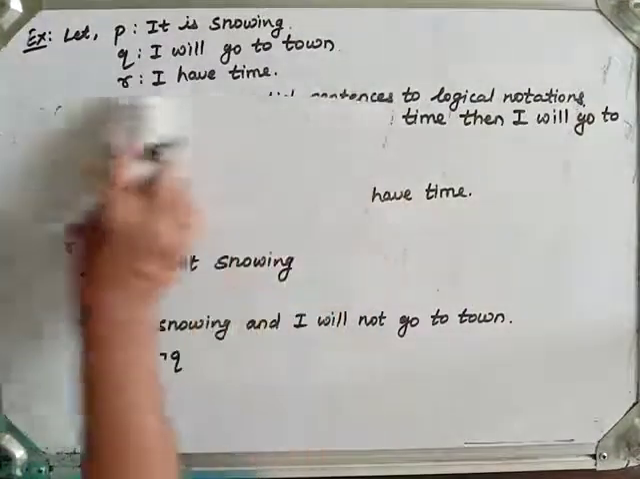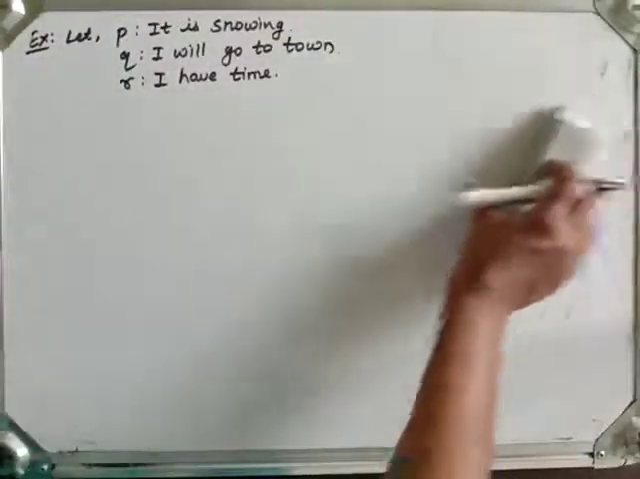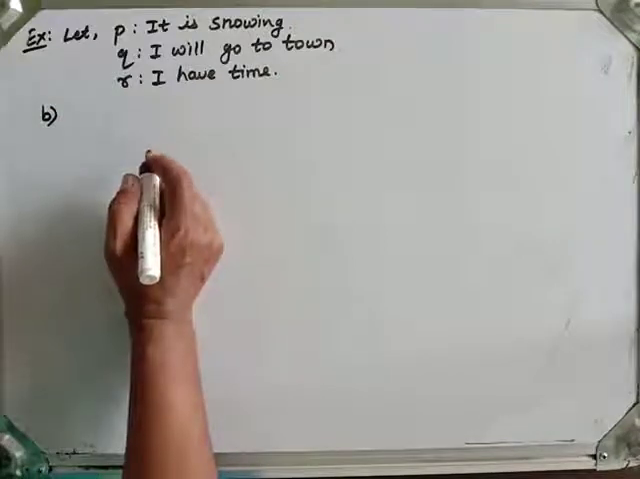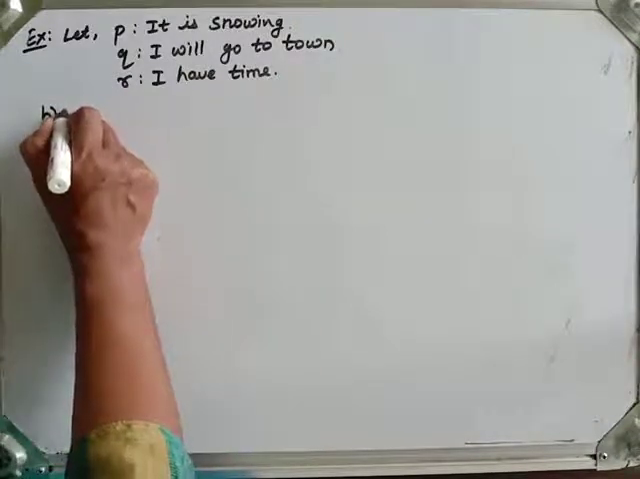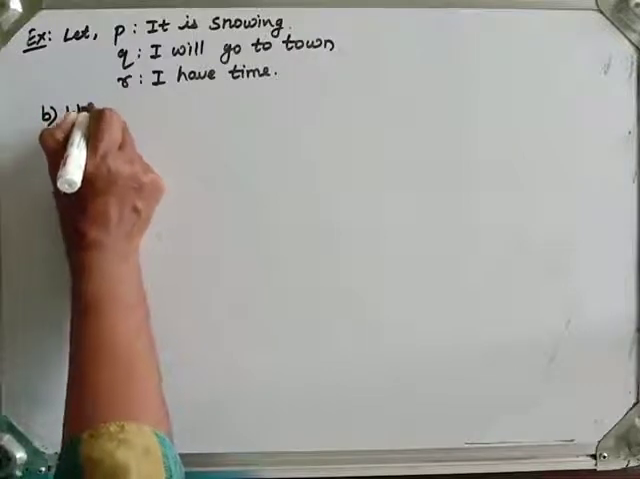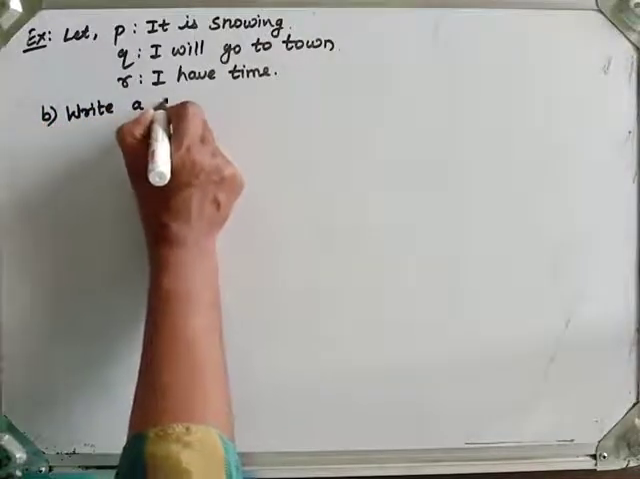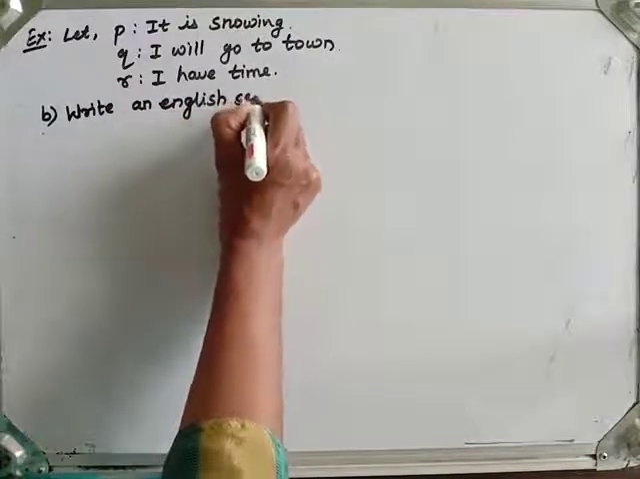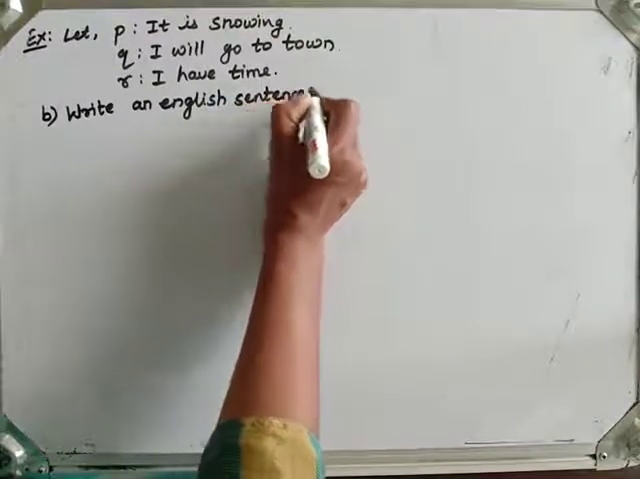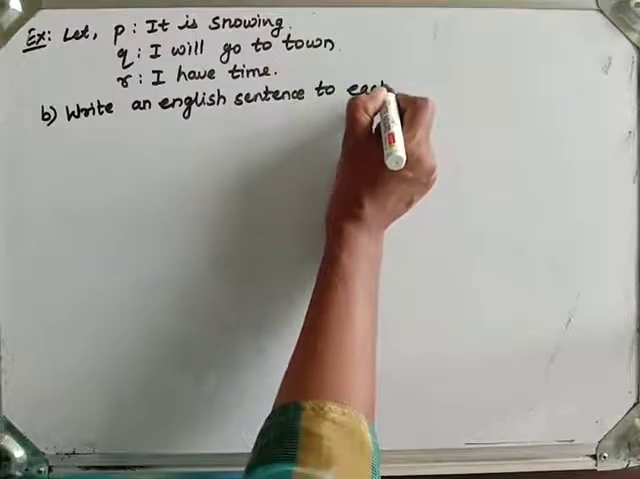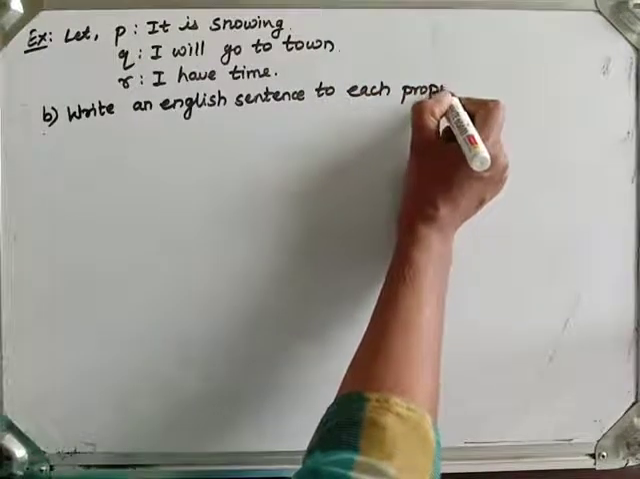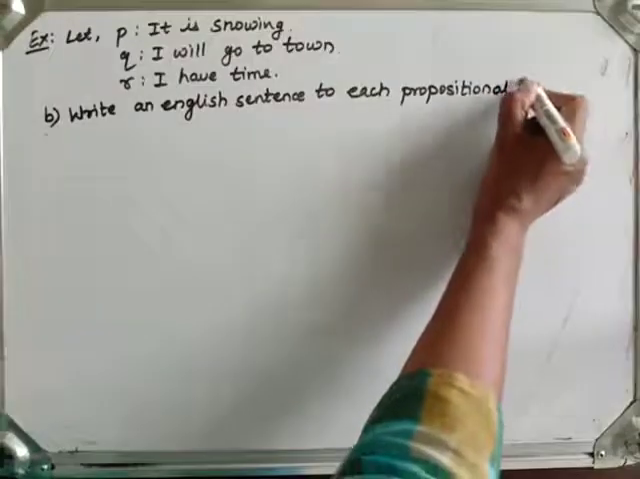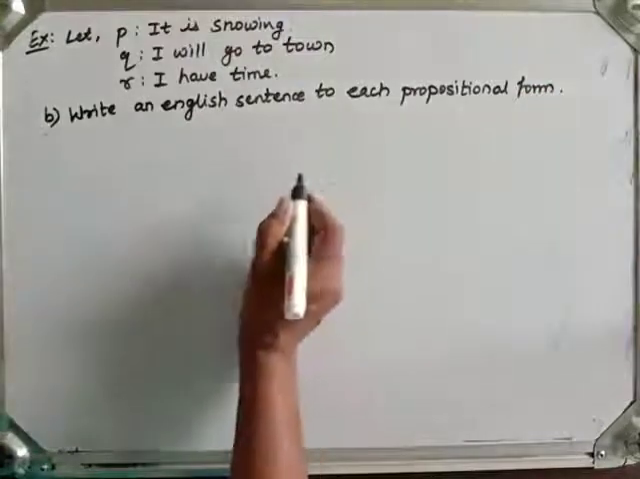Now the next question. Sometimes the logical notations are given and we have to write them into English sentences. So I will write the question: write an English sentence to each given proposition. Proposition, or propositional form we can also say, as these are connected by logical connectives.